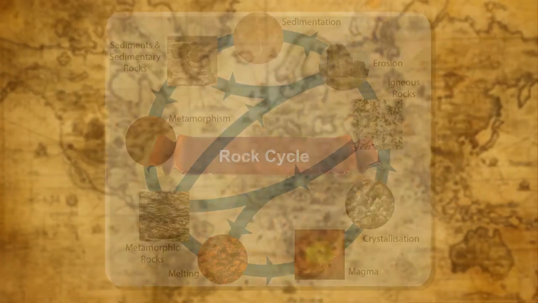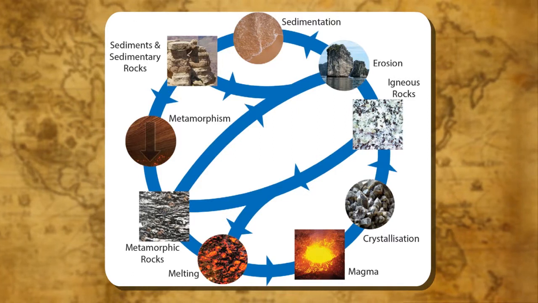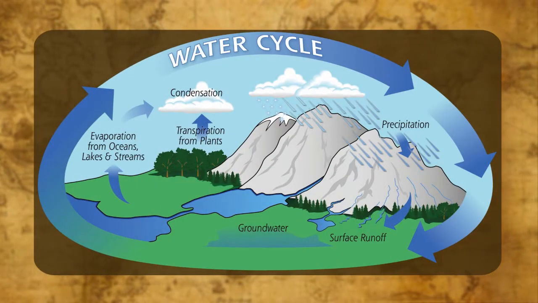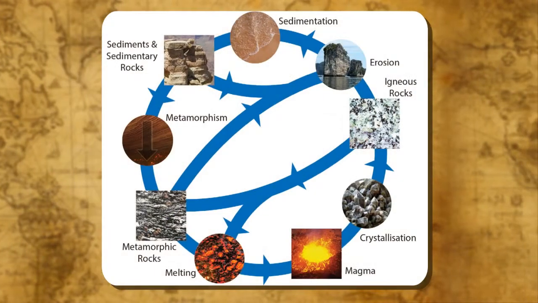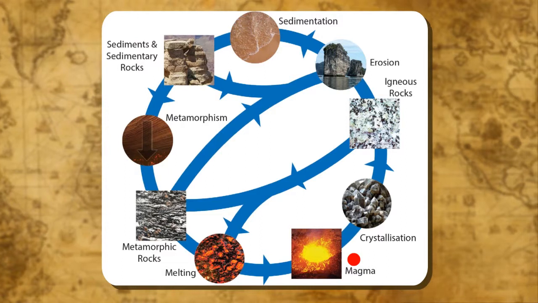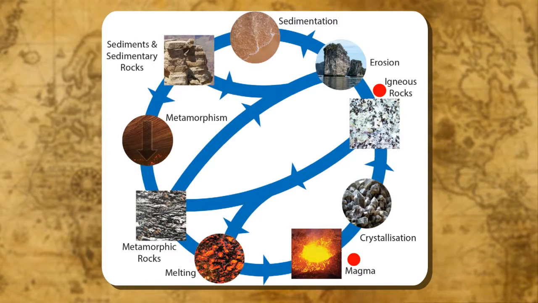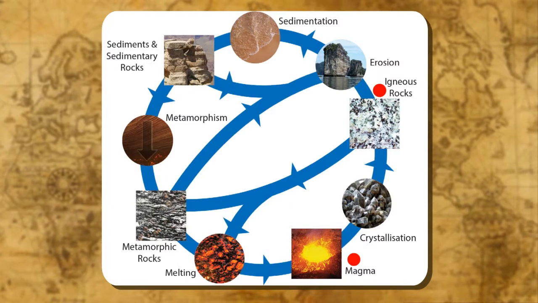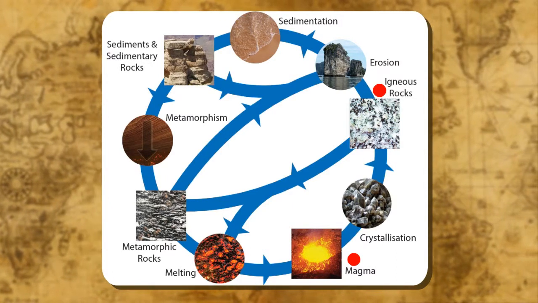Rock cycle. Rocks are formed under certain conditions in a cyclic manner. As the water changes its form in nature through the water cycle, the rocks also change their form through the rock cycle. When the molten magma cools, it solidifies to become igneous rocks. The igneous rocks are called parent rocks because other rocks originate from igneous rocks.